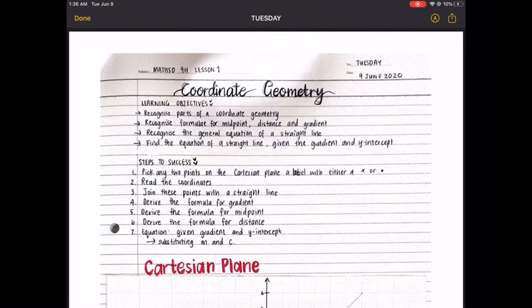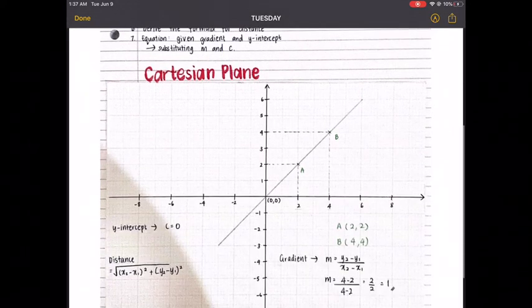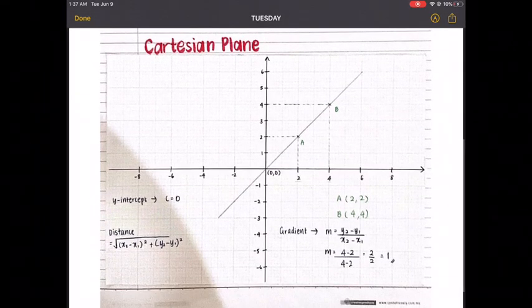So the steps to success for today are: pick any 2 points in the Cartesian plane and label them with either a cross or a shaded circle. Read the coordinates, join the points with a straight line, derive the formula for gradient, derive the formula for midpoint, derive the formula for distance. And then you want to find the equation by substituting m, which is the gradient, and c, which is the y-intercept. So let's begin.